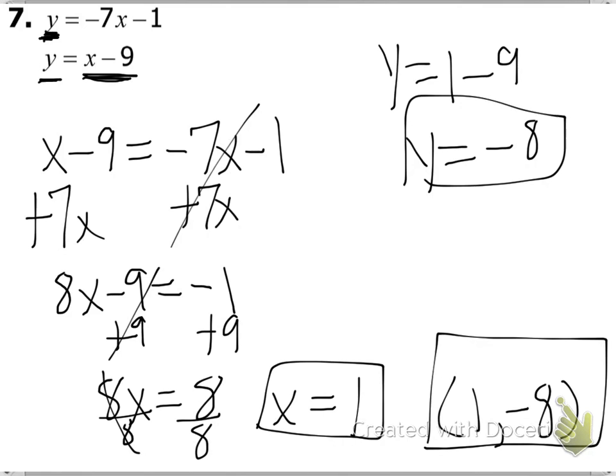Now if I wanted to check my solution to make sure it was okay, what would I need to do? Plug it in. Plug what in? The numbers. Which numbers? 1 and negative 8. I'd have to plug both numbers in to both of my equations and make sure it works for both of my equations. We're not going to do that today though, okay? Questions on this problem right here?